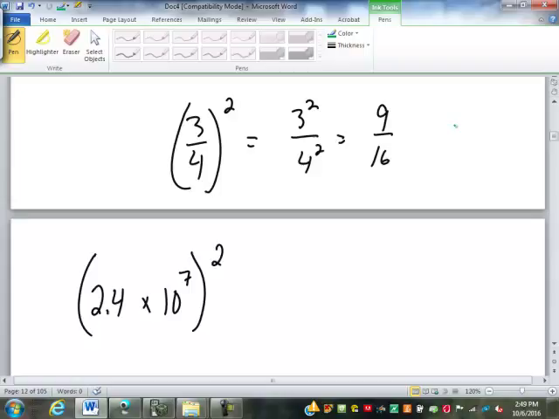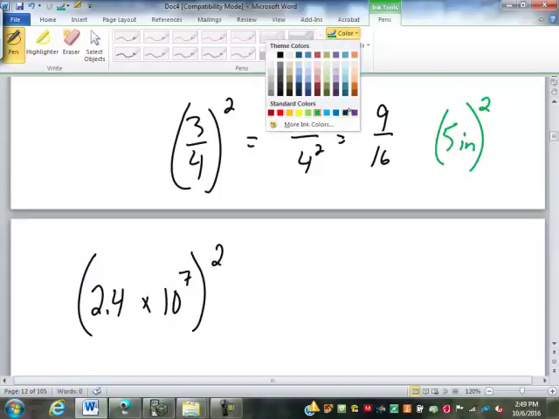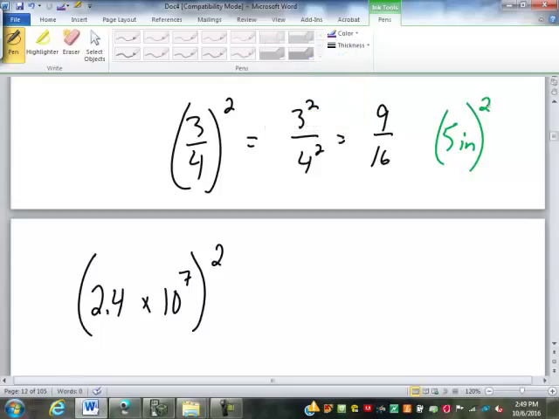If I go way back, if I did like 5 inches and I had to square it, I did the same thing. I did the count separate. What's 5 squared? 25. Then I squared the name. Inches squared is inches squared. So when we take a number to a power, we apply the power to the count, and then we apply the power to the name. So here, 2.4 times 10 to the 7th squared, I'm going to do 2.4 squared, and then I'm going to do the 10 to the 7th squared.